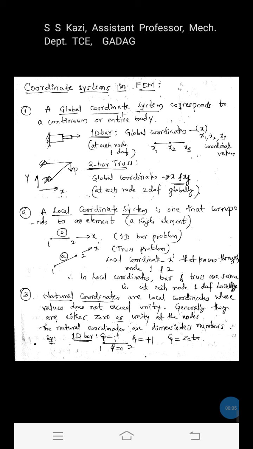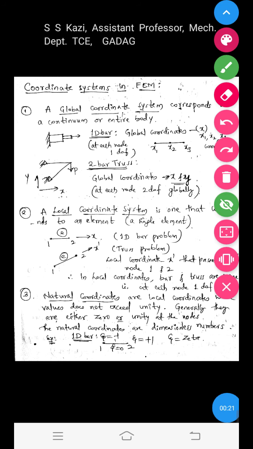In this video session, let us learn what the coordinate systems in the finite element method are, what you mean by shape function, and let us derive the shape functions for a one-dimensional linear element. Now we'll start with the coordinate systems used in FEM.